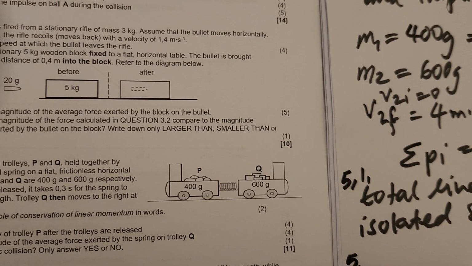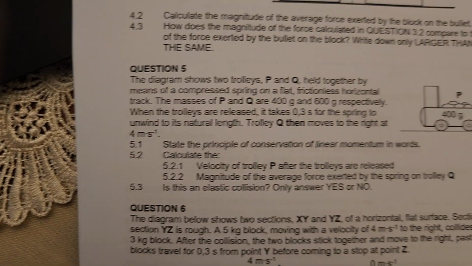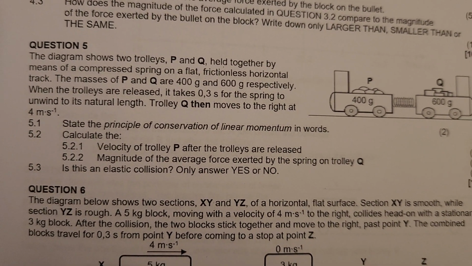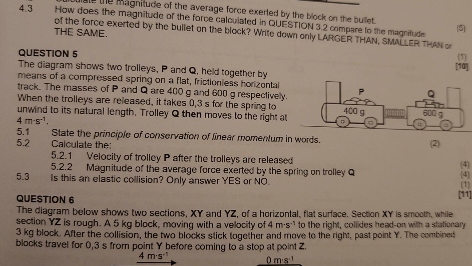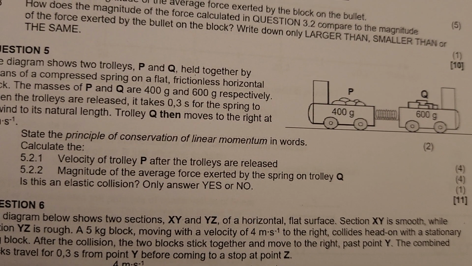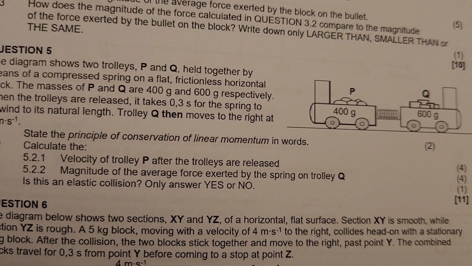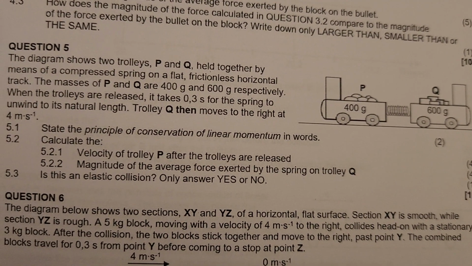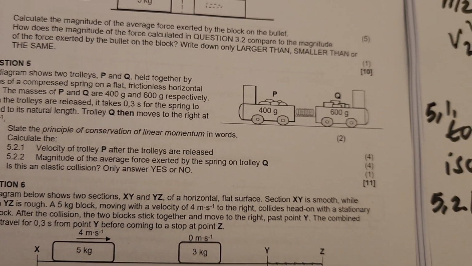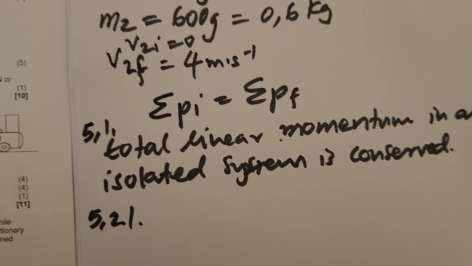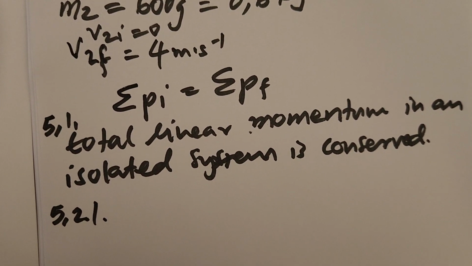Then let's go to 5.2 and listen to this one. They say to us, calculate 5.2.1, the velocity of P after the trolleys were released. Remember, we know the velocity of Q. Q will head to the right, isn't it? Therefore, no problem. Let's see. We're expecting the velocity of P to be negative because it should head in the opposite direction.